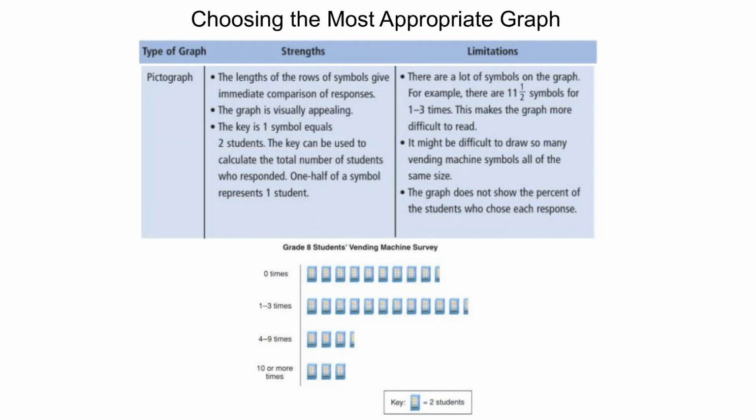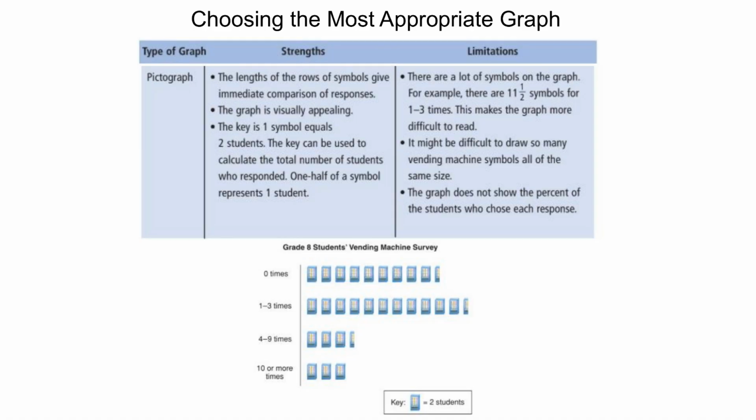And then when we look at the pictograph, the lengths of the rows of symbols give an immediate comparison of responses, so it's fairly easy to quickly tune into the fact that the 1 to 3 seems to be the biggest category. It's visually appealing because it's got some engaging graphics on it. And the key is that one symbol equals 2 students. The key can be used to calculate the total number of students who responded. Half of a symbol represents 1 student, so a full symbol is 2.